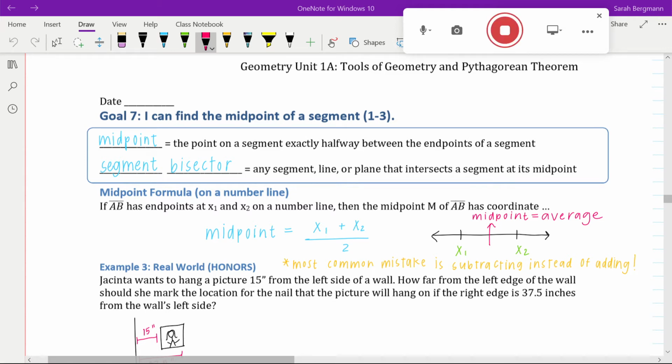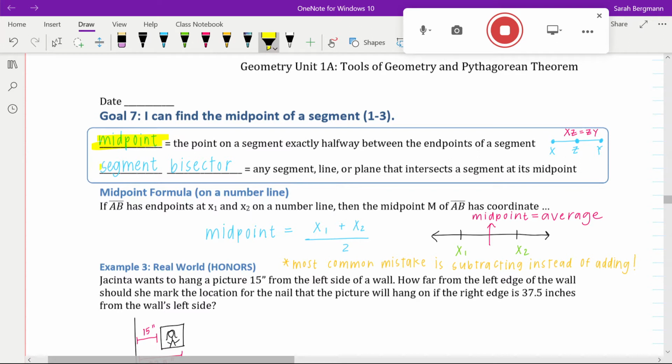The goal for today is to be able to find the midpoint of a segment. First off, the vocabulary word midpoint means the point on a segment exactly halfway between the endpoints of a segment. So, for example, if you have a segment such as this segment XY, the midpoint could be this point Z here, such that XZ is equal to ZY.